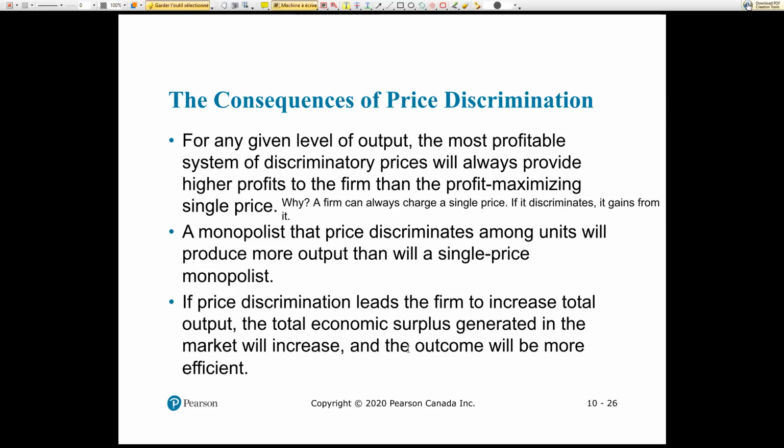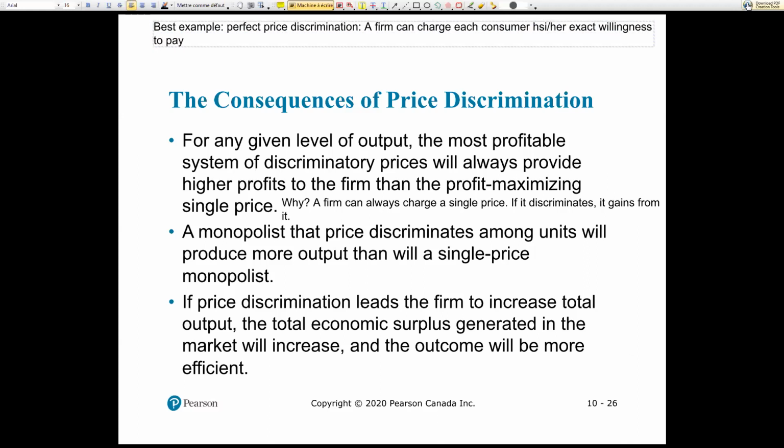So let me even show you the best example of that: perfect discrimination. So what is it in a nutshell? A firm can charge each consumer his or her exact willingness to pay for each unit.